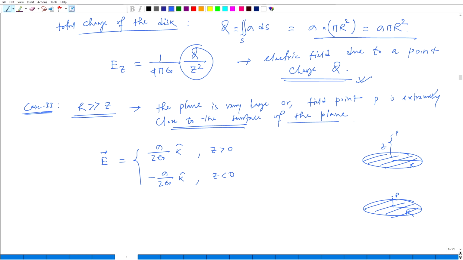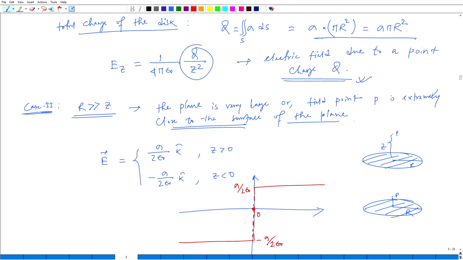In this limit if you plot this, the electric field is constant; it does not depend on the distance when very close to the disc. For z greater than 0 it is constant, plus sigma over 2 epsilon naught, and for z less than 0 it is minus sigma over 2 epsilon naught, and there is a finite discontinuity.